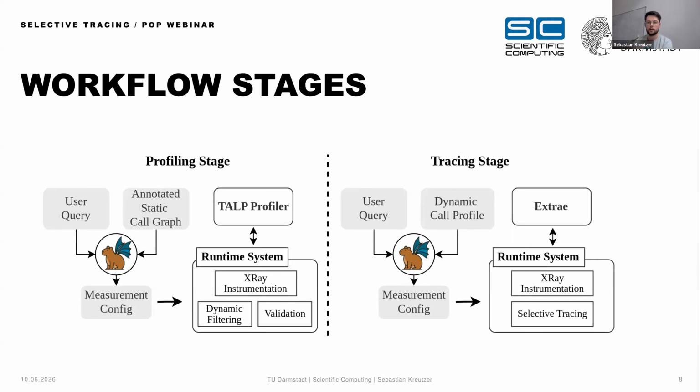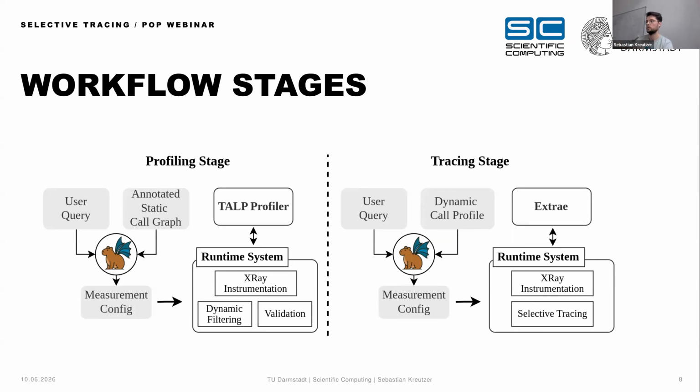So resulting from that, we get an annotated call path profile that has parallel efficiency metrics generated by the TELP profiling system. And based on this, the user can write a query for the selective trace configuration. And the CAPI system takes this query and the dynamic call profile and generates another measurement config, which is then used for the tracing step.